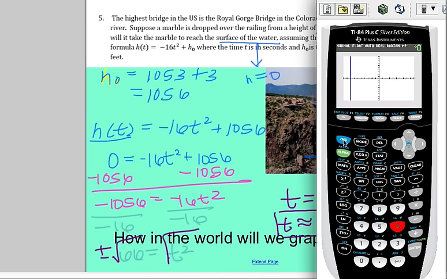Okay. If you want to go back to your home screen, just go second. See how the mode above mode is quit? So second quit. Takes you back to the home screen.